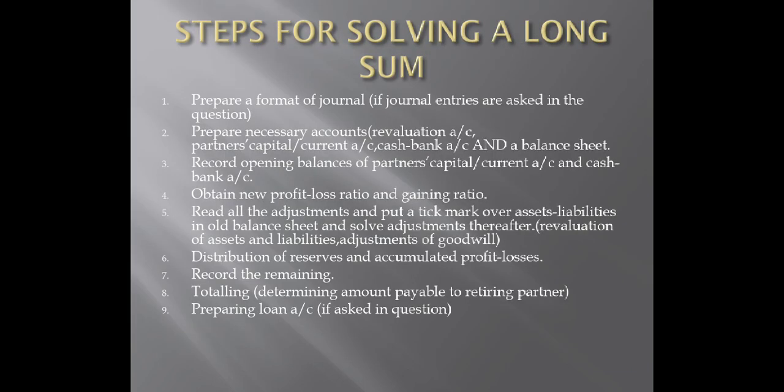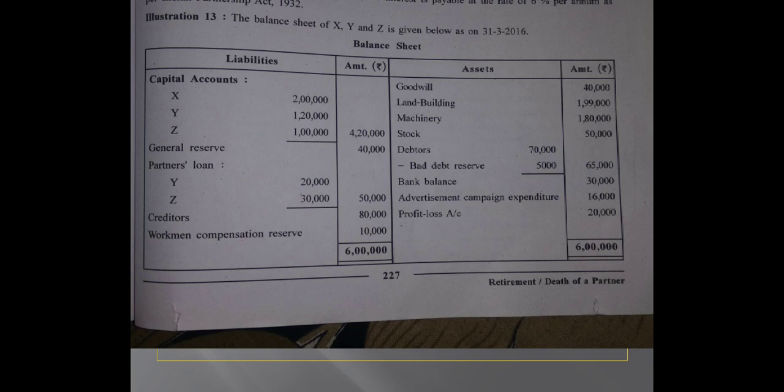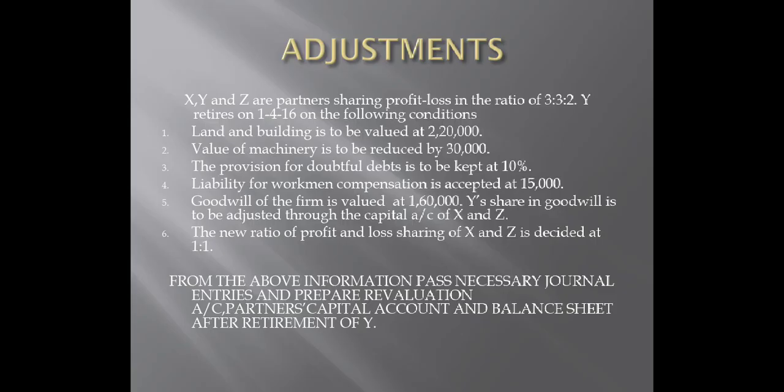Then, which is our next step? Obtain new profit loss ratio and gaining ratio. Okay, then let us find that. What is their old ratio? They have not mentioned the old ratio previously in the balance sheet. Let us check here. Yes, they have mentioned their old ratio as 3:3:2. And if you check adjustment number 6, it is clearly written that their new ratio is 1:1.